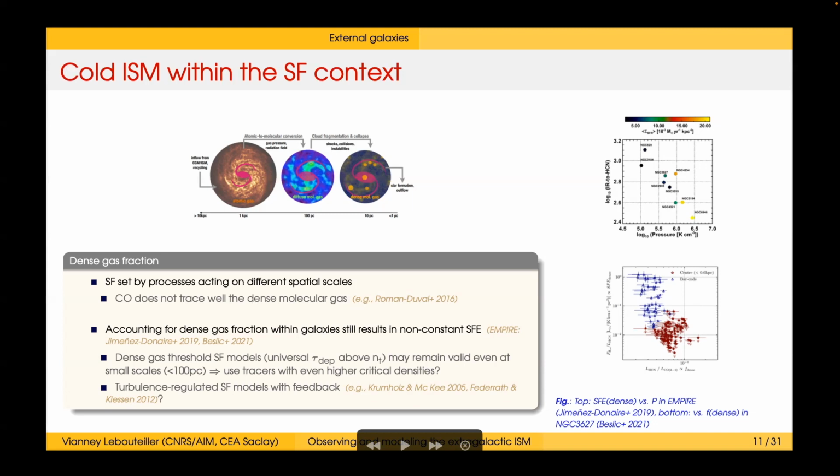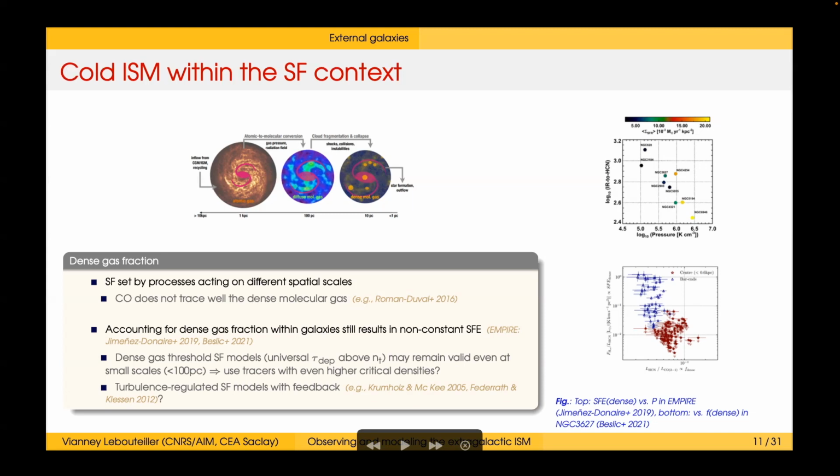And so the fact that this star formation efficiency is not constant leads to some questions, because you would expect a universal depletion timescale above a certain critical density for some star formation models, like the dense gas threshold star formation models. So the question is, do these models remain valid?